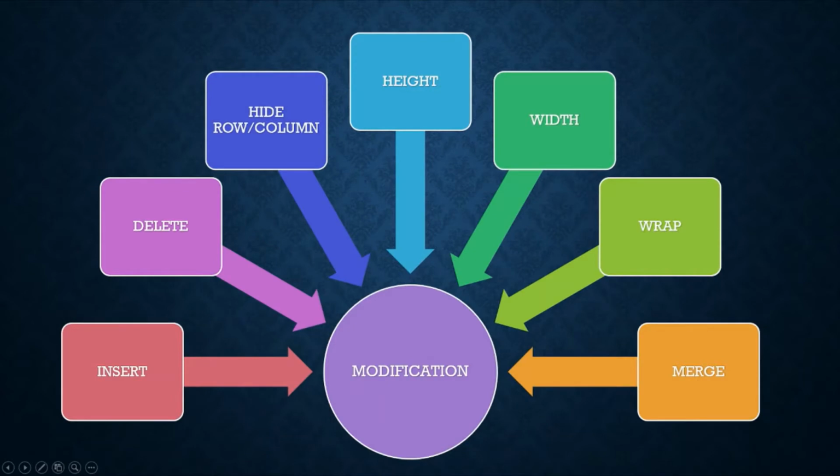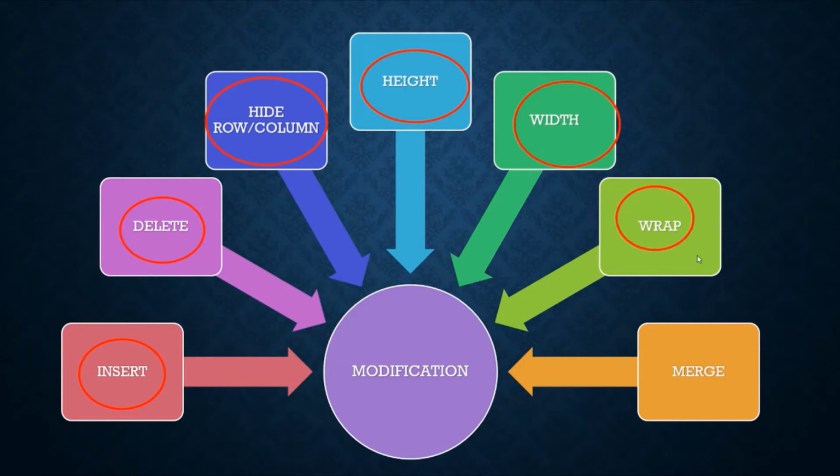Now before studying the modification of row, column and cell, let's see what different modifications are possible with row, column and cell. As you can see in the picture, different types of modifications are possible. That is insert, delete, hide row and column, change of height, change of width, wrap of text and merge of cell.